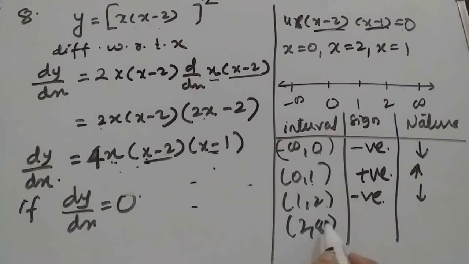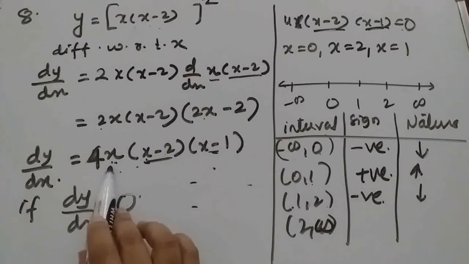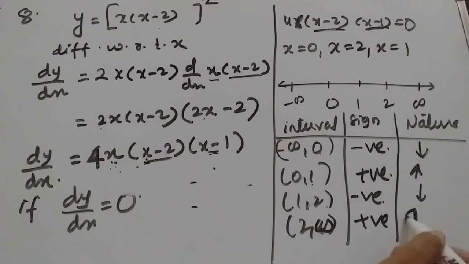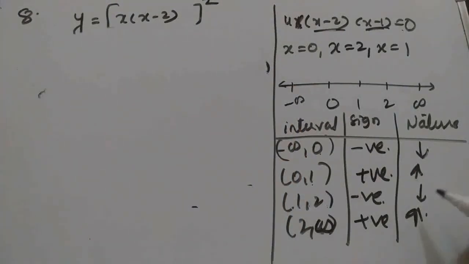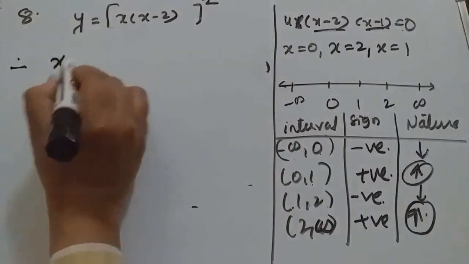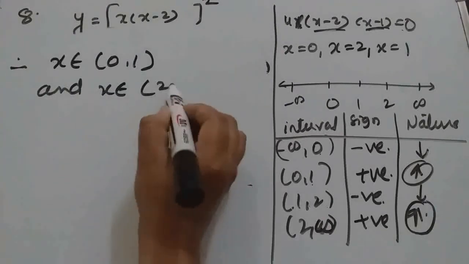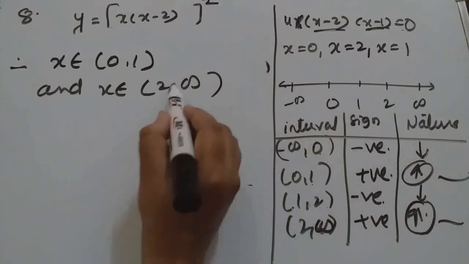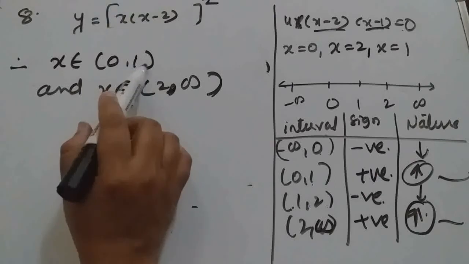Then the last one is 2 to infinity. If we substitute here, this will be positive, both positive, this also positive, so the answer is positive. So what are the values of x here? What we can write, x value belongs to which two intervals? Increasing we should check here. So therefore x belongs to the interval (0, 1), and x belongs to (2, infinity), and these two. So x value is not 1 or 2, x value belongs to all these intervals.